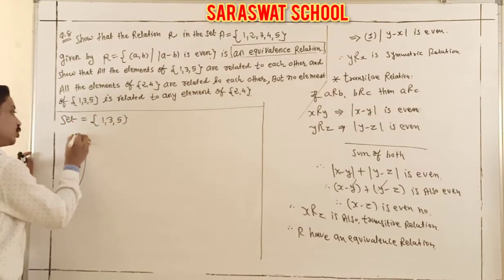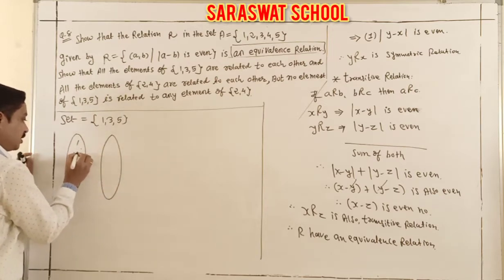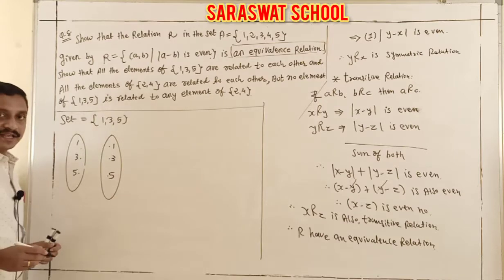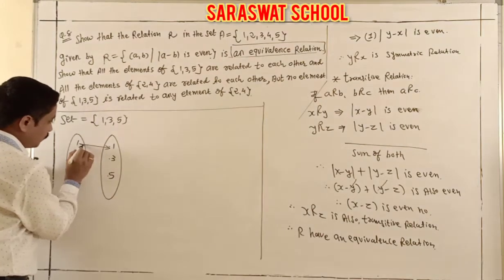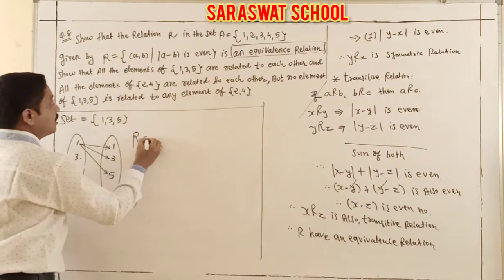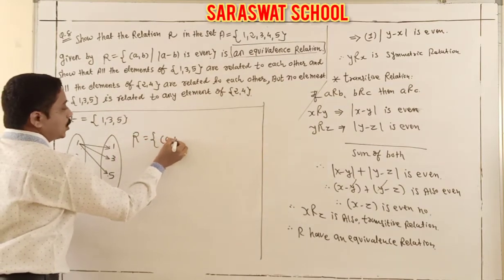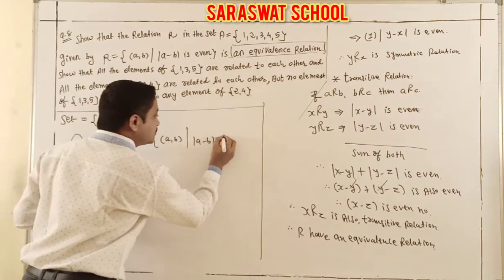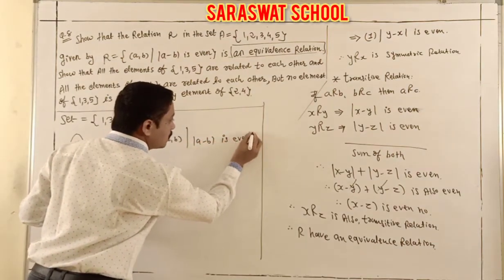Students, I am just going to draw first. Here 1, 3, 5. Relation 1, 3, 5. Check 1, 1. 1, 3. 1, 5. And what is the relation R? Yes, (A, B) such that A minus B is even.